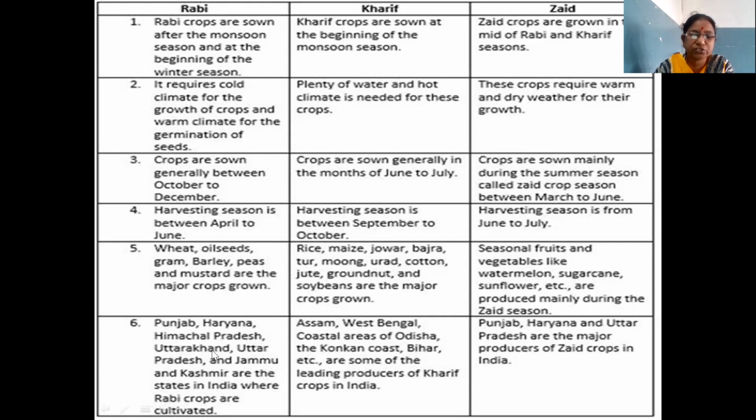The important regions of the Rabi crop are Punjab, Haryana, Himachal Pradesh, Uttarakhand, Uttar Pradesh, Jammu Kashmir. These are the states of Rabi crops. Coming to the Kharif crops, Assam, West Bengal, coastal areas of Odisha, Konkan coast, Bihar are the leading producers of the Kharif crop. Coming to the Zaid crop, Punjab, Haryana, Uttar Pradesh are the major producers of the Zaid crop.